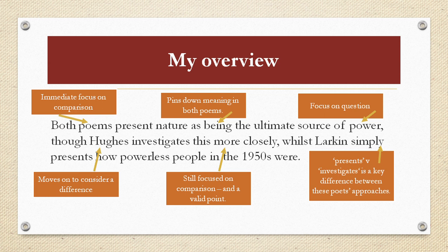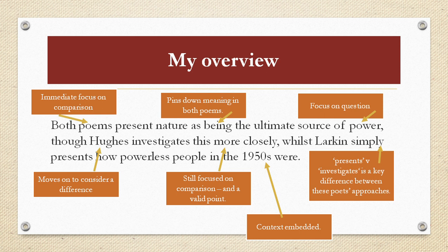So we're kind of getting into AO2 here, thinking about the methods each writer chooses. Larkin just presents his society. He presents this powerlessness. He doesn't protest against it, he just leaves us feeling helpless at the end of it, doesn't he? Whereas Hughes is investigating it. He wants to teach us something. He wants to highlight something to us, that we need to be aware of this fact. We need to really be mindful of what people are capable of naturally.